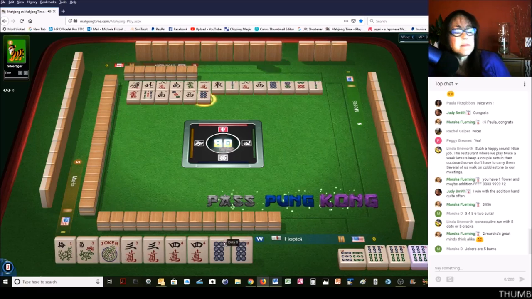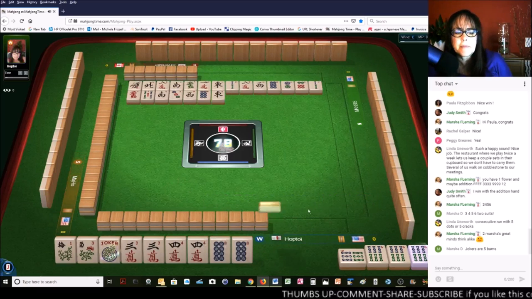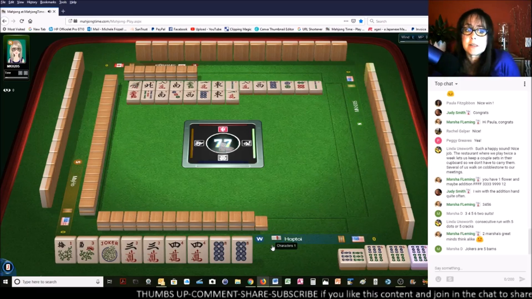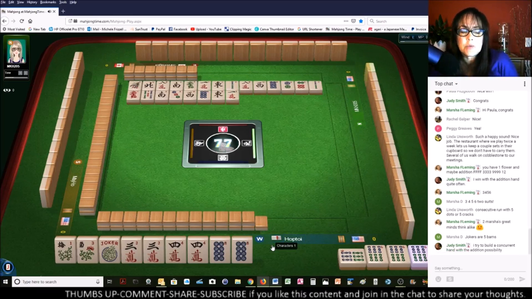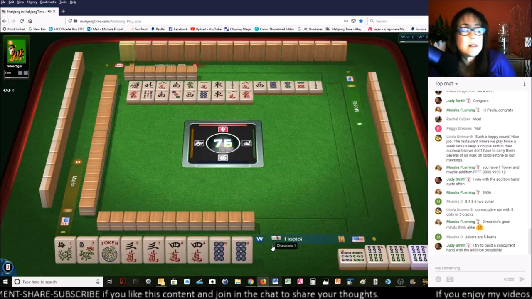Jokers are 5s, maybe. Yeah, we don't need that. Nobody wants the 8 dots, so these are good safe tiles. East wind. So we'll see. Whatever we draw first, I think, should be the direction we go. Although we can call for 3 and 4 in pungs.